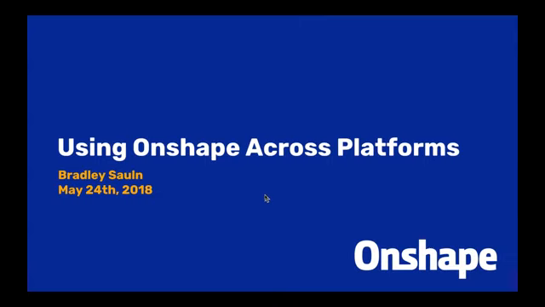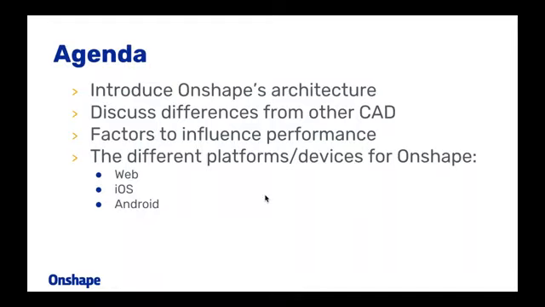So to get started, what we're going to cover today is really introducing how Onshape operates. It is a little bit different from what you might be used to in other CAD systems, and how we handle the processing of CAD data, how the graphics are rendered, and then actually go into those differences compared to other CAD systems. And then the bigger focus will be the second half here, where we want to cover the factors that influence performance around Onshape.